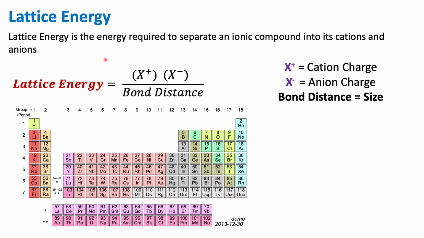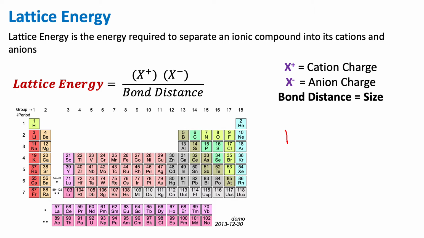Lattice energy is the energy required to separate an ionic compound into its cations and anions. Whenever we think of an ionic compound, the term ionic simply means that we have two separate elements or molecules that exist in a cationic and anionic state and come together to form a compound. The lattice energy specifically talks about the energy needed to break apart that ionic compound to get those cations and anions.